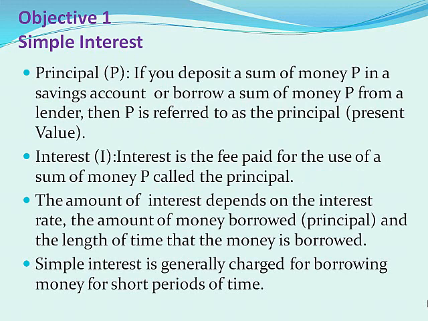If you deposit a sum of money P in a savings account or borrow a sum of money P from a lender, then P is referred to as the principal, also known as the present value. Interest is the fee paid for the use of a sum of money P called the principal. The amount of interest depends on the interest rate, the amount of money borrowed, and the length of time that the money is borrowed. Simple interest is generally charged for borrowing money for a short period of time.